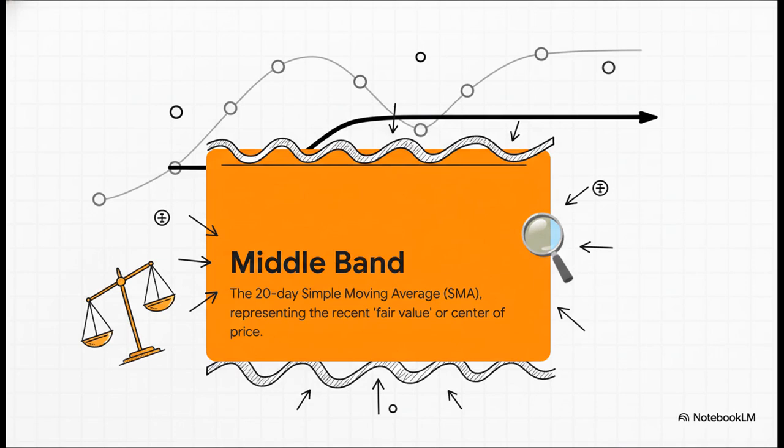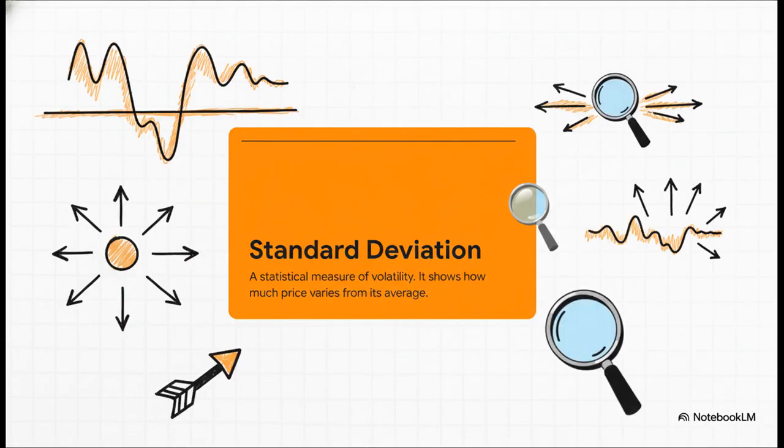Okay, so the first line, this is our anchor. It's really the heart of the whole system. It's just a 20-day simple moving average, or SMA. All that means is it's the average price over the last 20 days. You can think of it as the market's center of gravity, kind of like the fair value that the price is always dancing around.